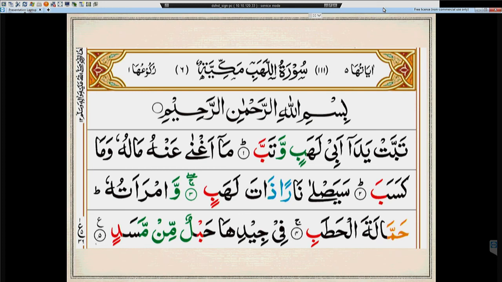حمالة الحطب. You can't say hatab, that's not right. They're two different letters, so I have to hear the difference between the two letters. There must be an obvious difference between the letters, because first off, they're not the same letter, so that means they're pronounced differently.